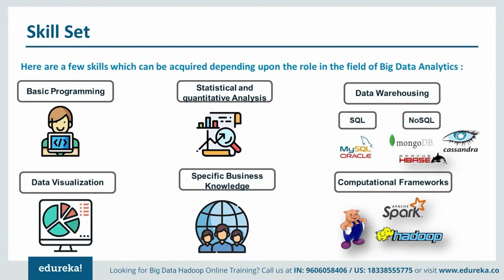The first one I've put down here is basic programming. You would obviously be expected to know some kind of general purpose programming language. The second one here is statistical and quantitative analysis. So it is preferable if you know about statistics and quantitative analysis. Now moving on to data warehousing. So knowledge of SQL and NoSQL database languages such as MySQL, and for NoSQL, MongoDB, Apache HBase, and Cassandra. So knowing these databases is also very important.